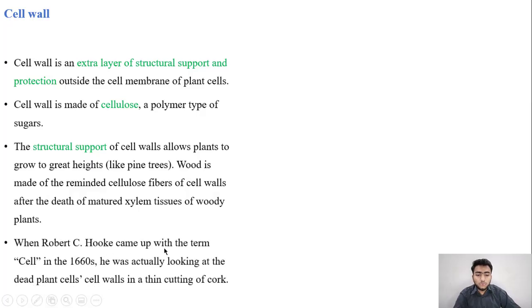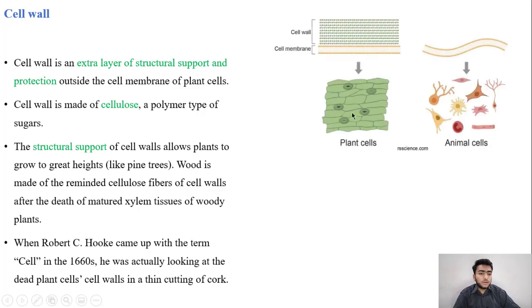Robert Hooke, who came up with the idea of the cell, or discovered these small building blocks of life known as cells, in the 1660s was actually looking at the cell walls of dead plant cells in a thin cutting of cork. Cell walls are quite easily visualized under a light microscope, and therefore they were the first to be visualized by Robert Hooke, who discovered the cells. On the right side of the screen, you see the plant cells in comparison to an animal cell.